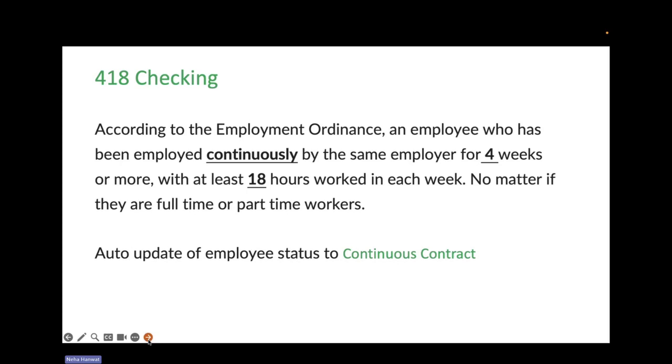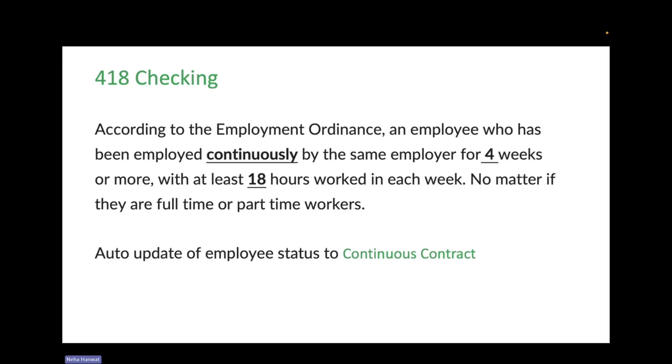And in our system, we have a flag which indicates if this user is qualified. We just change the employment status of that employee to continuous contract employee. So there's an auto update of employee status to continuous contract. That's the only thing which we have implemented as part of the complete law or legislation related things in the attendance module.